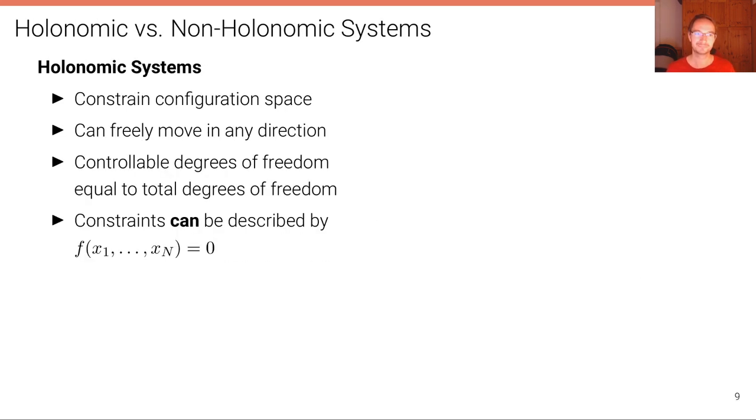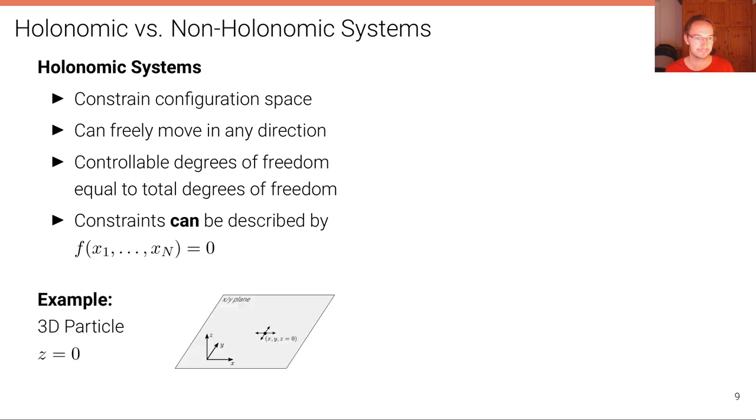In summary, summarizing holonomic versus non-holonomic systems, a holonomic system constrains the configuration space, which means that we can freely move in any direction within that constrained space, and the controllable degrees of freedom is equal to the total degrees of freedom. And this constraint can be described by a function on the configuration equal to zero. An example for this is a 3D particle that's constrained to the XY plane.